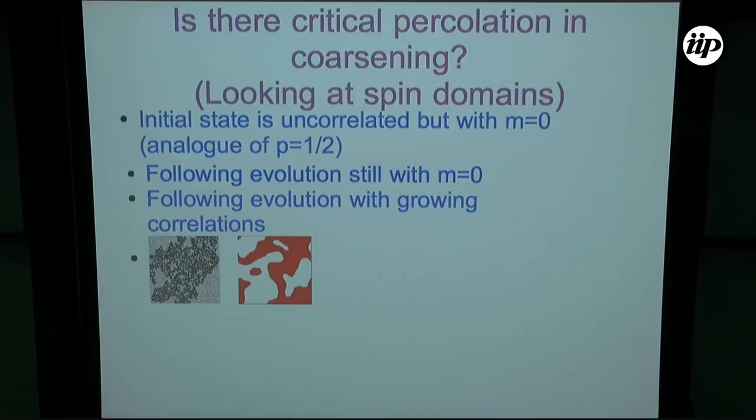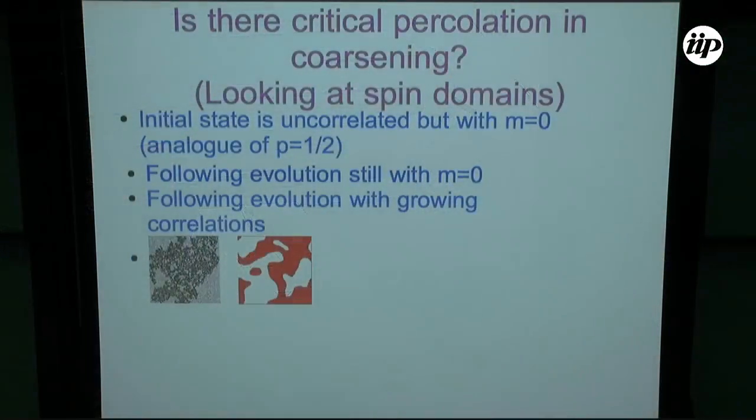Okay, so now let me come to the main question of this talk. Is there percolation in coarsening, and in which sense? Well, I look at the domains of spins, like this one, and I'm asking if this picture here has something to do with this one. So the naive answer, at least to me, is no. Why? Because the initial state of coarsening is an instance of random percolation, because spins are drawn randomly, but the probability is 1/2. So 1/2 is not enough to have a spanning cluster.